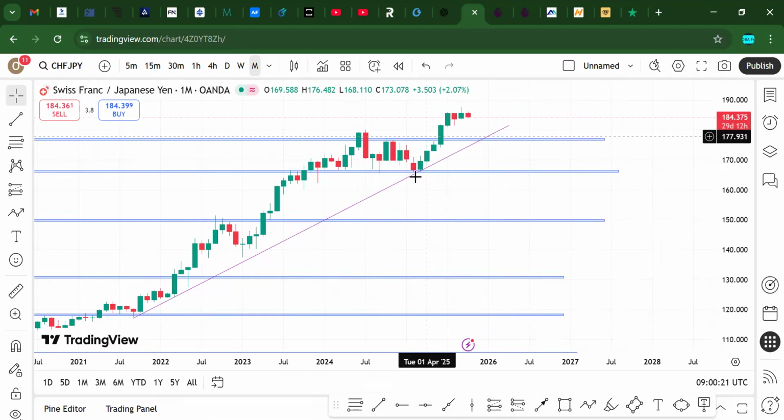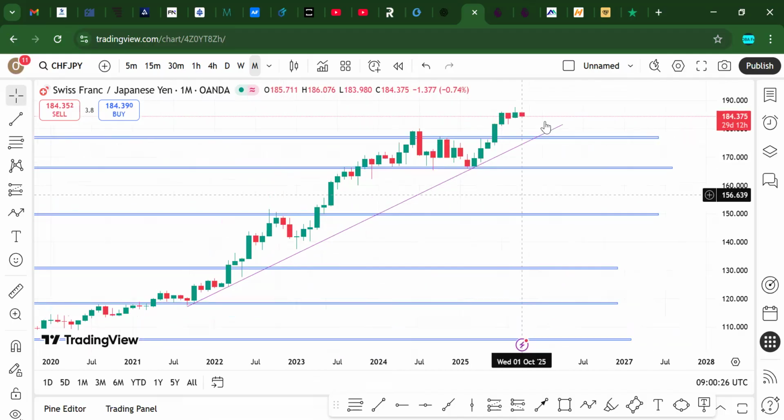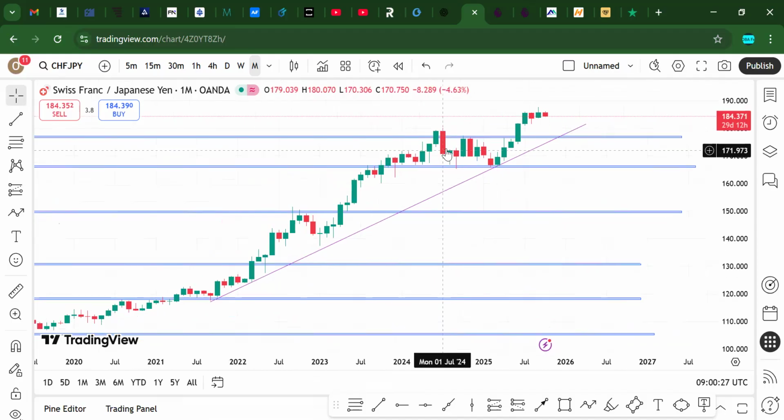My directional bias is that CHFJPY is in an uptrend, but from what we can see, there seems to be a possible retracement because it just broke out of this range that has been happening for a long time. So the question would be, where do we believe this retracement will be coming to?